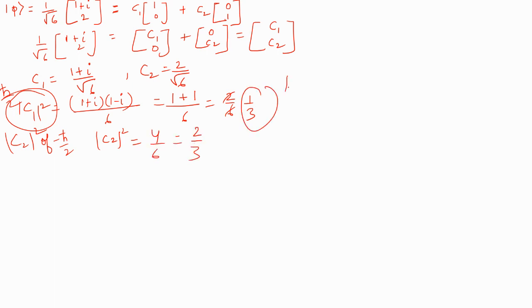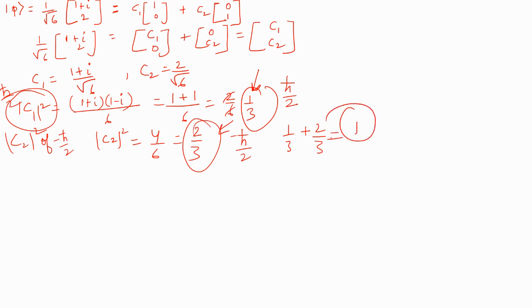See, in the h cross by 2 state, the probability of finding it is 1 by 3. And for minus h cross by 2, the probability of finding it is 2 by 3. If you add them, the total probability will be 1. Right? So this is another way of checking whether your answer is correct or not. This is for the z component, when we have measured along the z component.